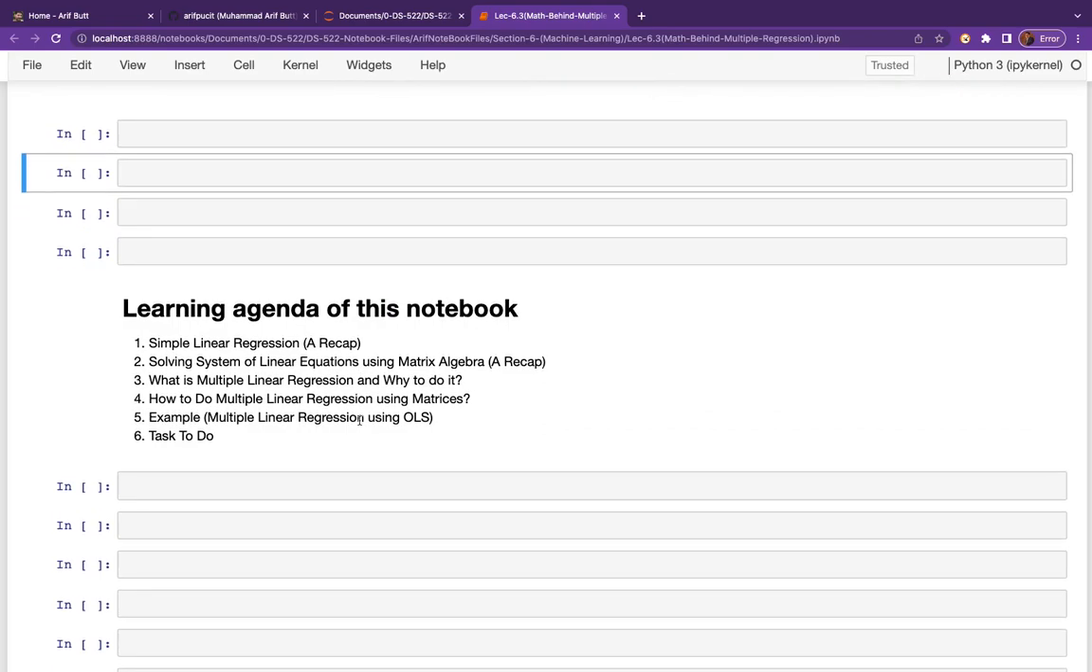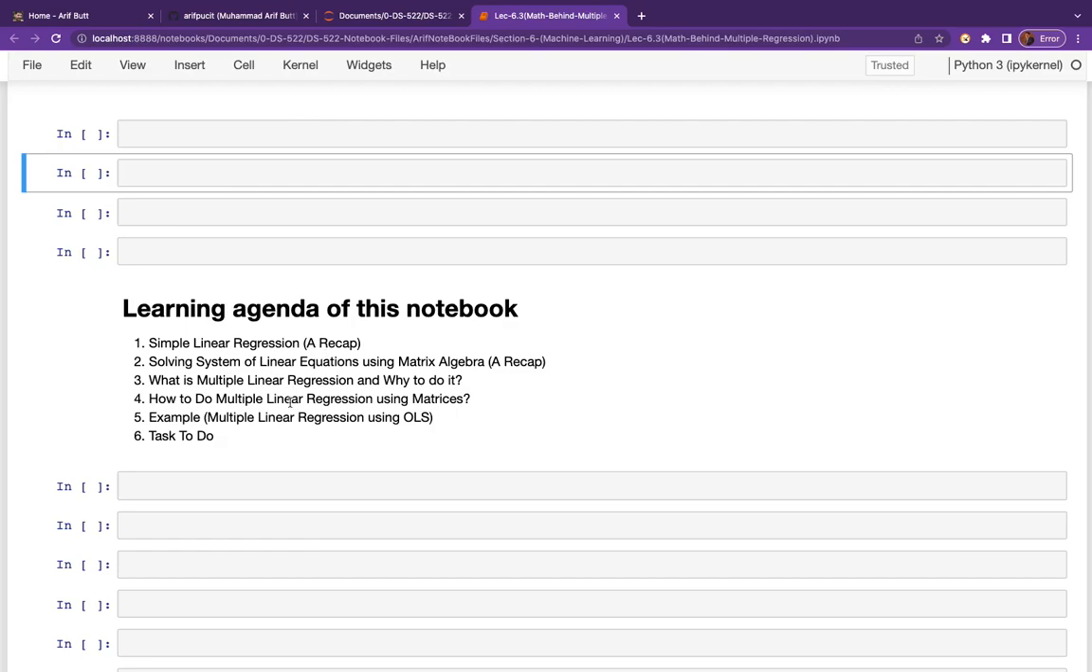So today, first we will have a quick recap of the previous session. Then I will give a 5 minutes brush up session on solving system of linear equations using matrices, as we will be requiring that knowledge for multiple linear regression. And after setting the stage right, I will start by answering the what and the why part of the question. That is, what is multiple linear regression and why we need to do multiple linear regression.